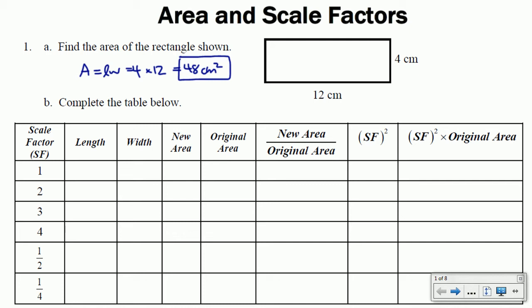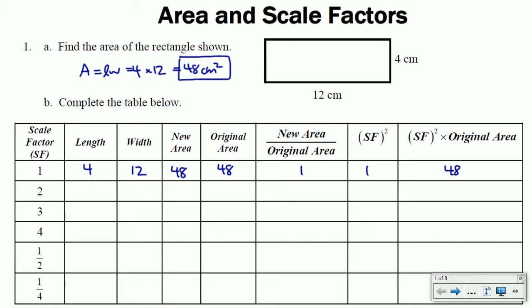And now we need to complete the table below. So if we have a scale factor of 1, the length doesn't change, that's still 4. The width doesn't change either, that's still 12. The area is still 48. The original area was 48. And if we do 48 divided by 48, that gives us 1. The scale factor is 1. 1 times itself is 1. And if we multiply the square of the scale factor by the original area, we still get 48.